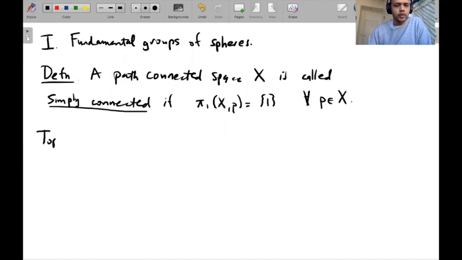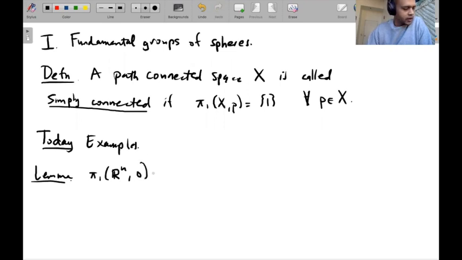And so today we'll see some examples. The first one, we'll see that some spheres are examples of this. But before we do that, a lemma: the fundamental group of Rn based at 0, say, is trivial. Rn is path connected, and since its fundamental group is trivial, it doesn't matter that we're choosing the base point 0. So Rn is simply connected.